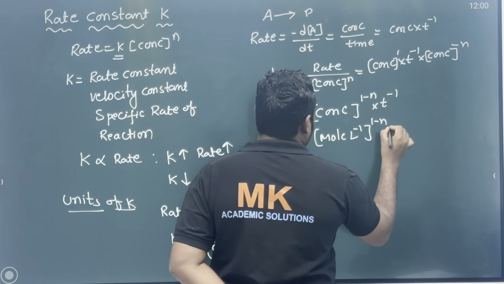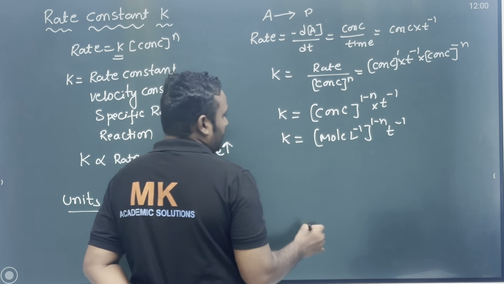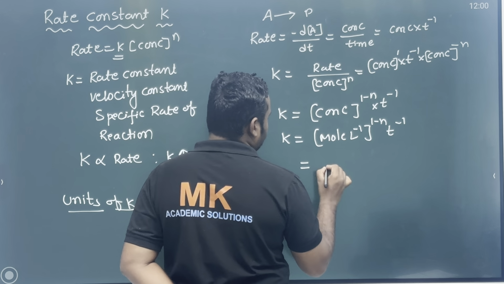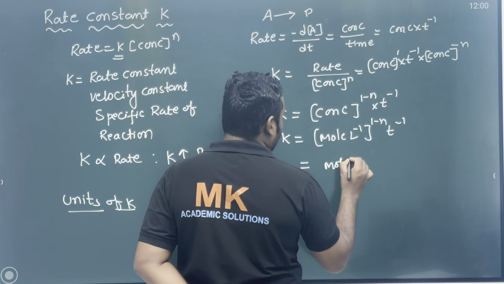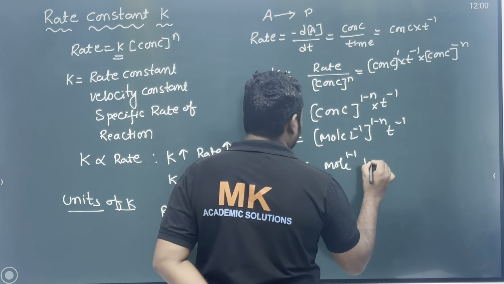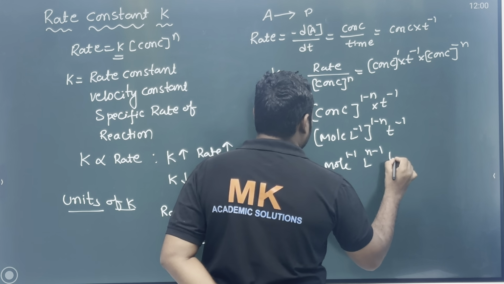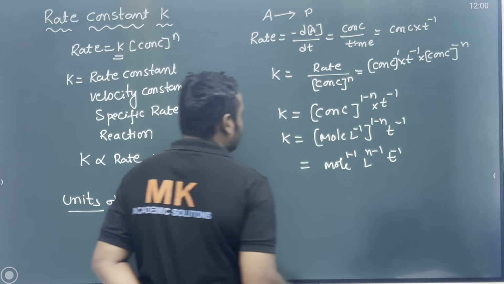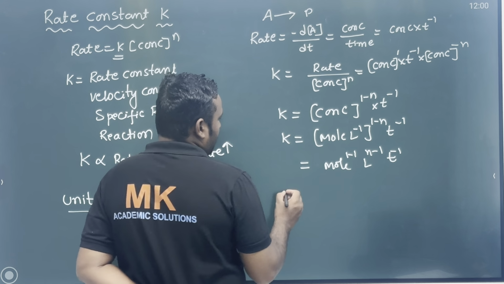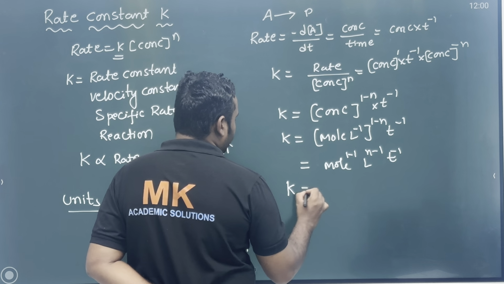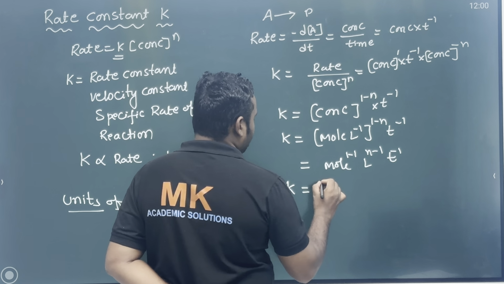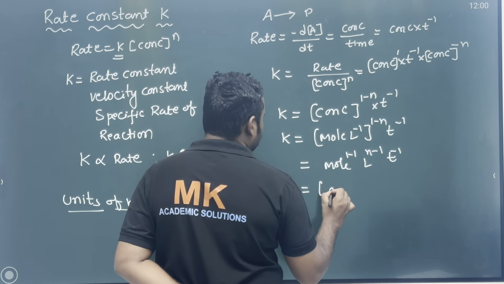Units of K are (concentration) power 1 minus n time inverse, or we can write this as mole power 1 minus n, liter power n minus 1, time inverse. These are the units of K. Or sometimes concentration we take as the partial pressure. What is the partial pressure unit? Generally we take atmosphere. So atmosphere to the power 1 minus n, time inverse. Like that also you can take.